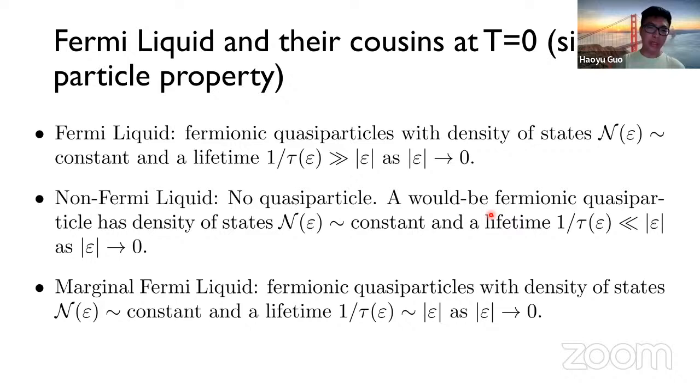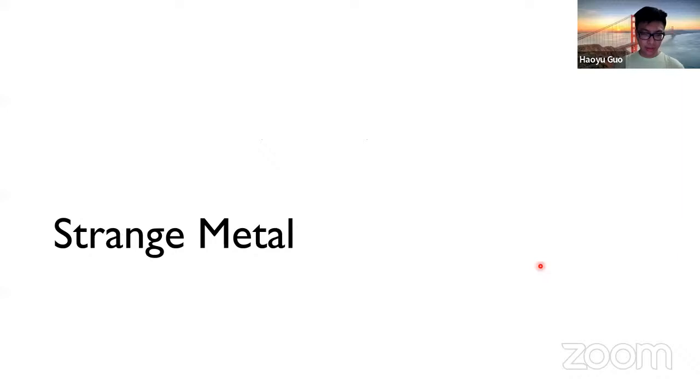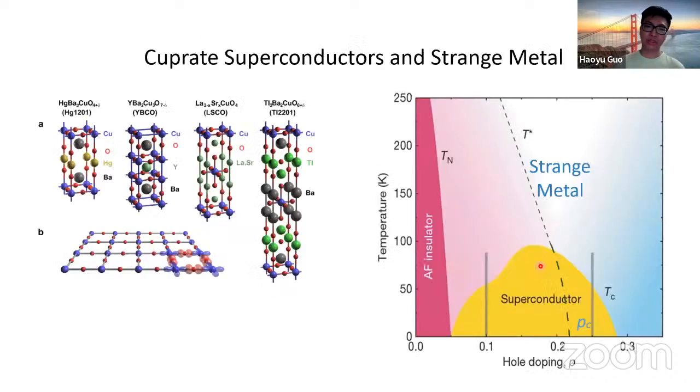And then this Fermi liquid, either Fermi liquid or non-Fermi liquid, we are just defining it using a single particle property, like by looking at its self energies. But then related to that, there's another thing which is called strange metal, which is more or less related to experiments in cuprates. So this work is also motivated by the strange metal physics in cuprate superconductors.